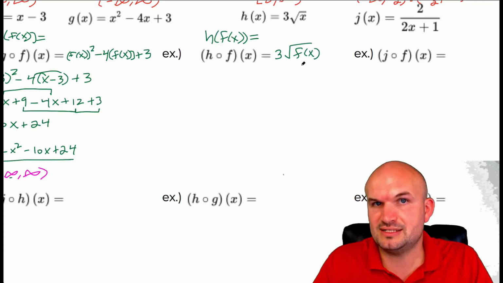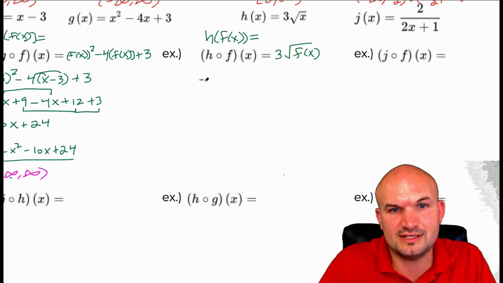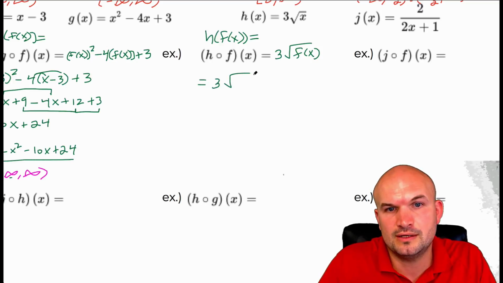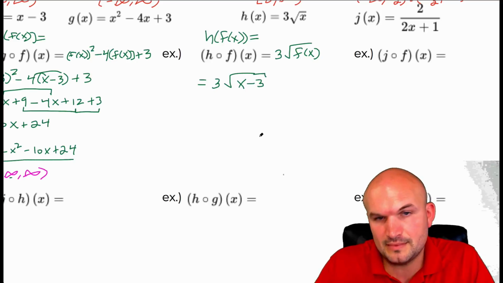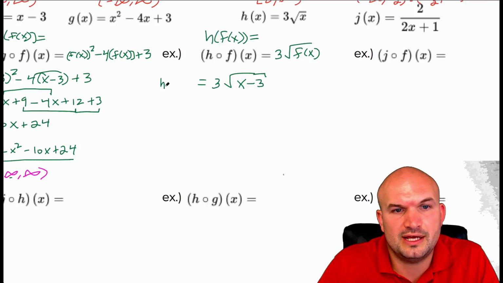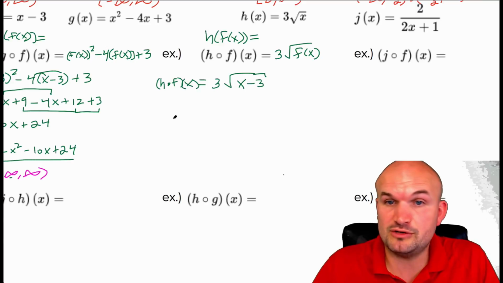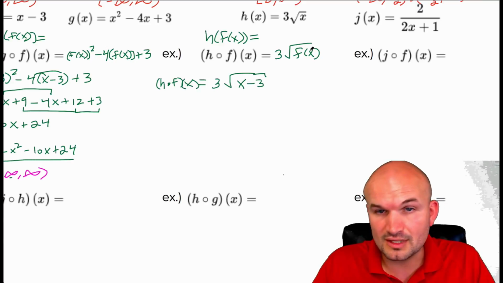Well, we know what f of x is. f of x is x minus 3. So therefore, I can just rewrite this as 3 square root of x minus 3. Right? So there's your composition. That's h of f of x. So I can say h of f of x. Boom, done.